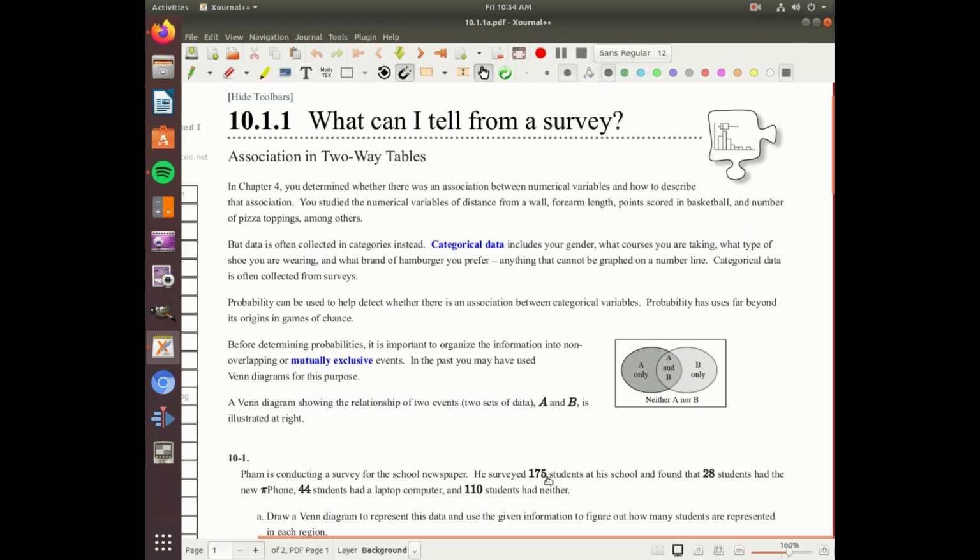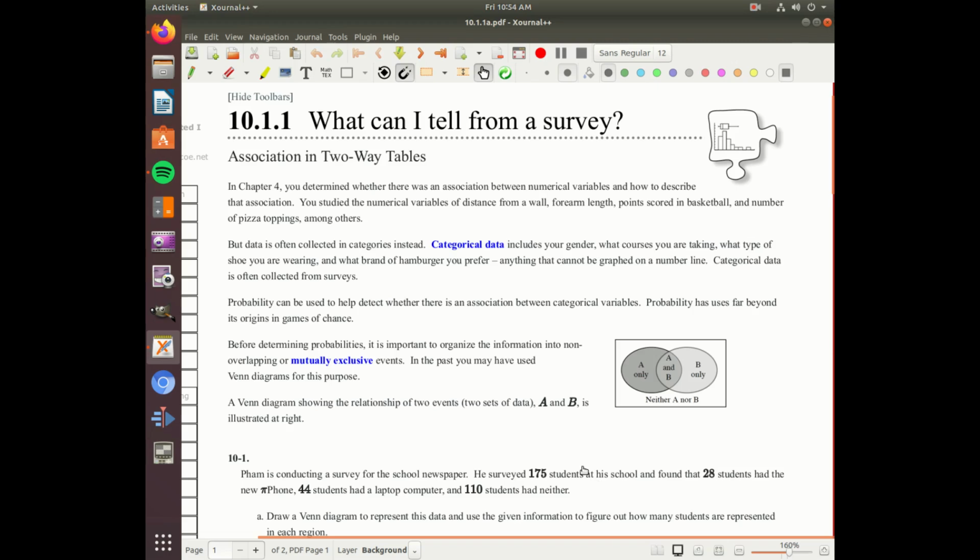Categorical data is often collected from surveys. Probability can be used to help detect whether there is an association between categorical variables. Probability has uses far beyond its origins in games of chance. Before determining probabilities, it is important to organize the information into non-overlapping, mutually exclusive events. In the past, you may have used Venn diagrams for this purpose. A Venn diagram showing the relationship of two events, A and B, is illustrated on the right.